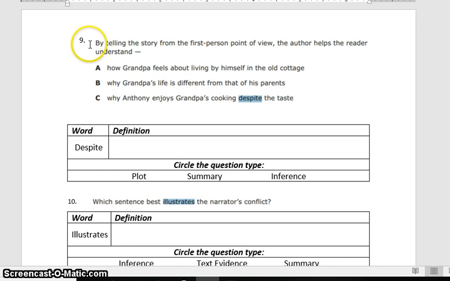Number 9. By telling the story from the first person point of view, the author helps the reader to understand why Anthony enjoys Grandpa's cooking despite the taste. What is the definition of despite? What type of question is this? Plot, summary, inference.